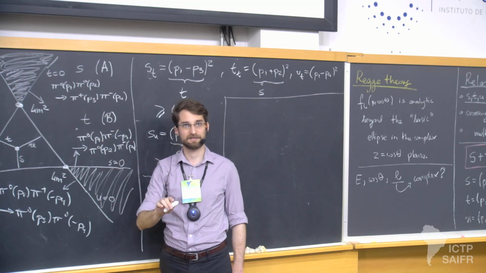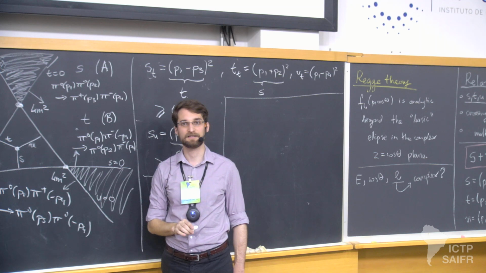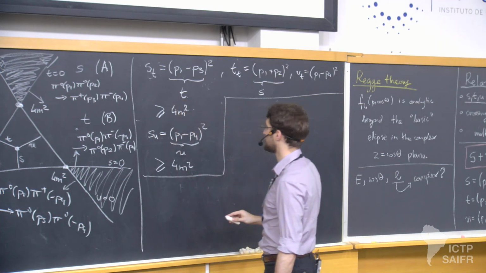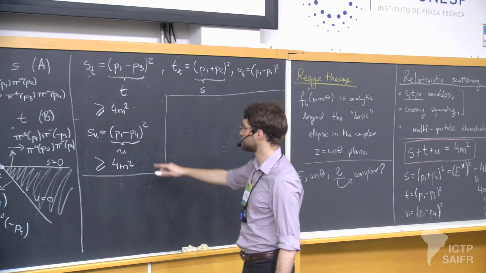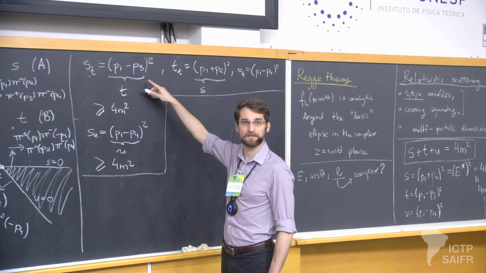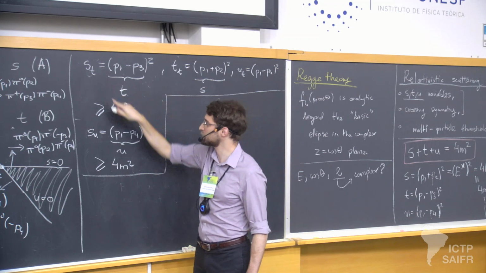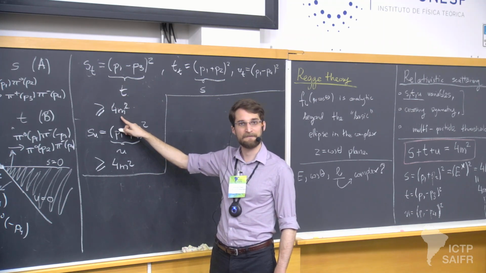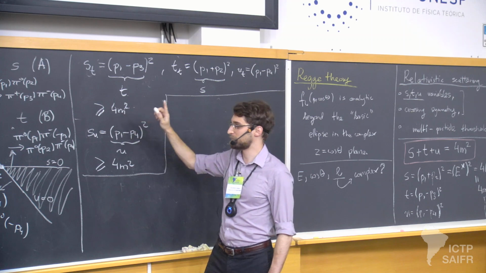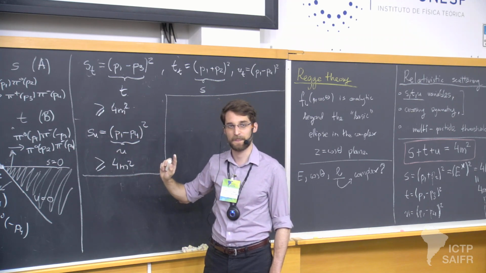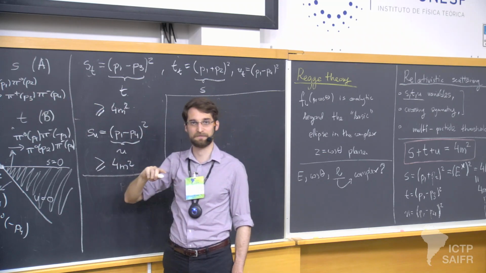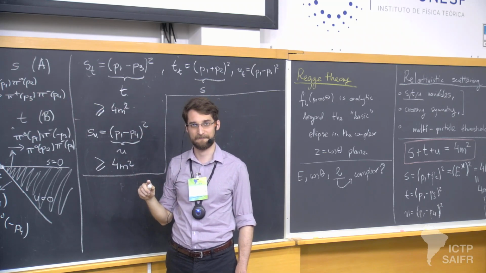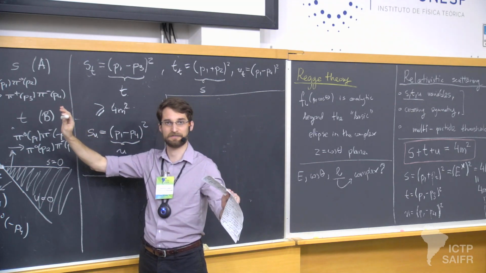Sorry, you are referring to one of these equations? Which one? This one. No, S and T should be larger than 4m squared for this process to be physical. Yes, but for this process to be physical, T must be less than 0. Right? Forget about crossing whatsoever.